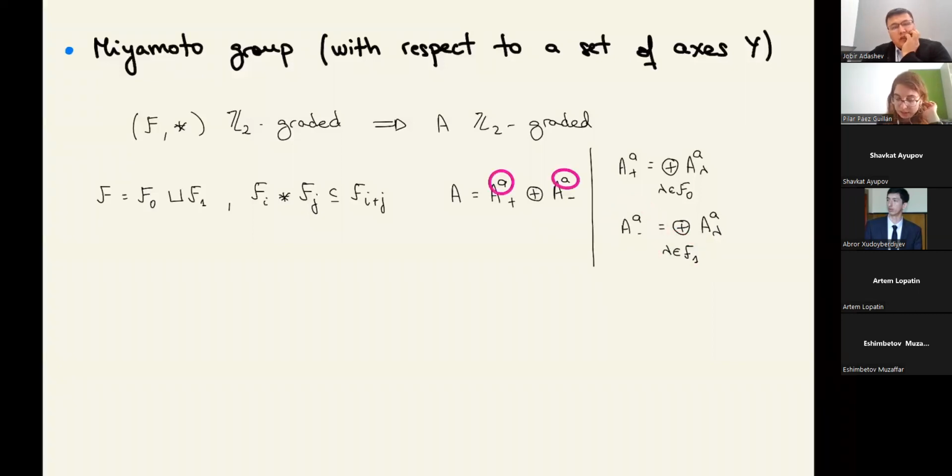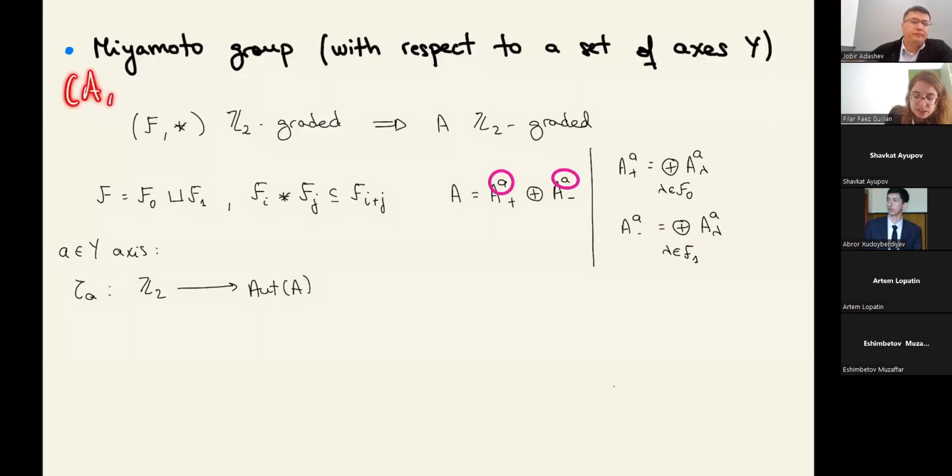And recall that this grading always depends on the axis a that I'm considering. Okay, so let's fix a set of axes Y, which is not necessarily the set of axes X. So my axial algebra is A, X, but I'm going to consider another set of axes Y, which can be the same as X or can be different.